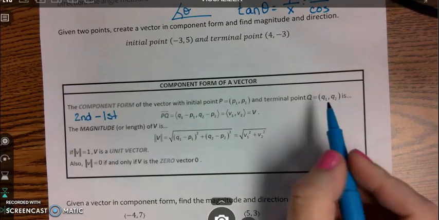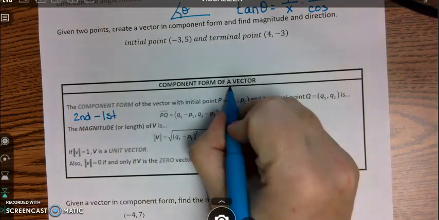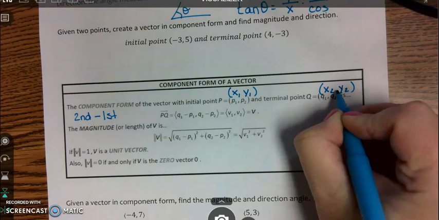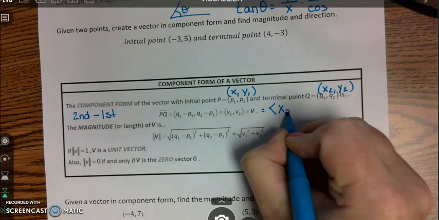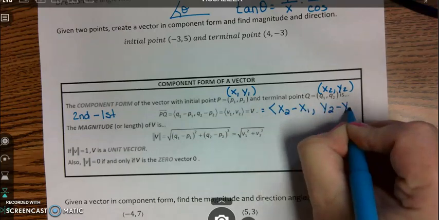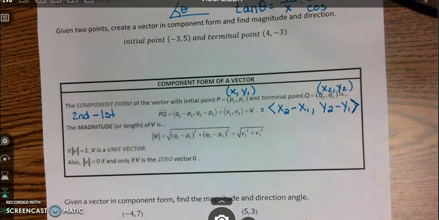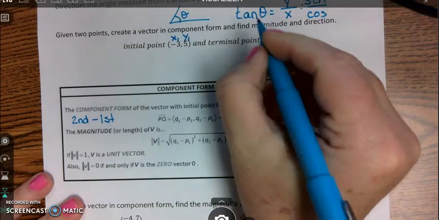Now I tend to like x1, y1, x2, y2, because p's and q's are very similar and close. So I would just do it as x2 minus x1, y2 minus y1. And vectors have those little pointy parentheses. So let's go up here and come up with the initial point. My advice is always label, label, label.